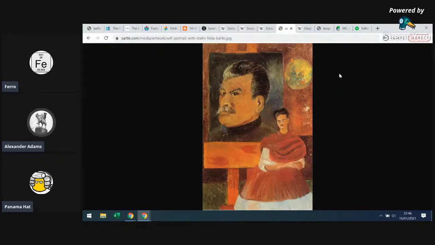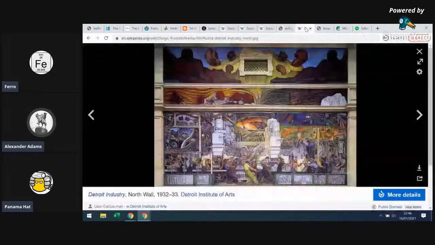Well, the private life of Frida Kahlo and Diego Rivera is very complicated, and there have been lots of films and books about it.